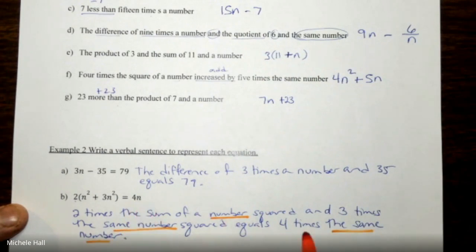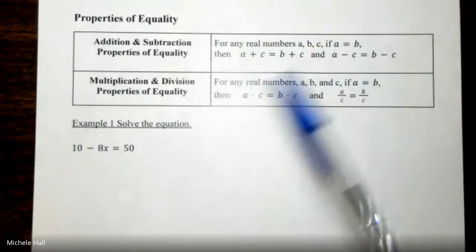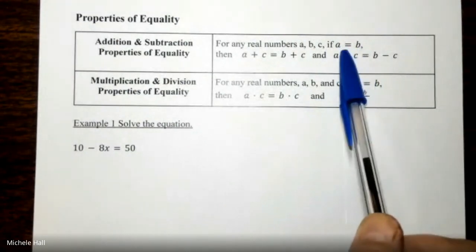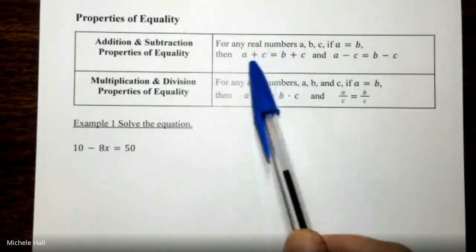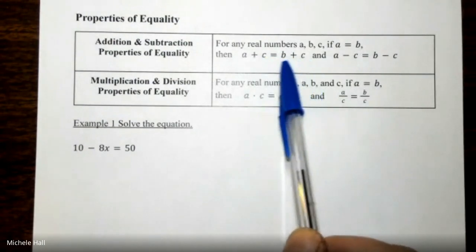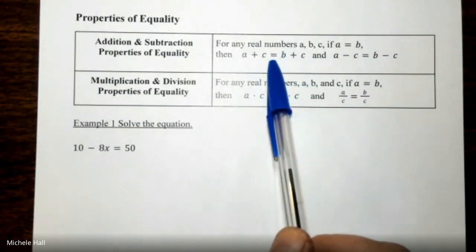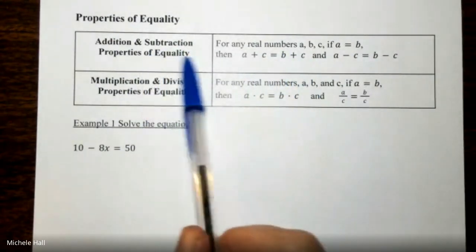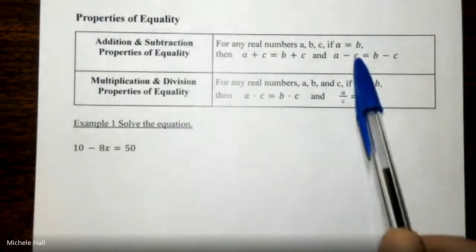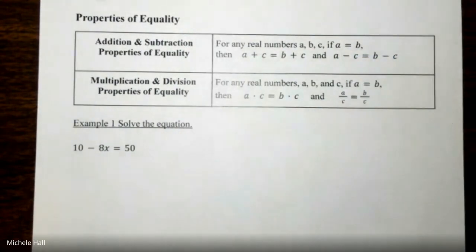That means n. Properties of equality. We have the addition and subtraction property of equality. If we have A equals B, that means I could say A plus C equals B plus C. I added C to both sides, and the equation would still stay equal because I did the same thing to both sides. I could also subtract C from both sides. That would be the addition and subtraction property of equality.